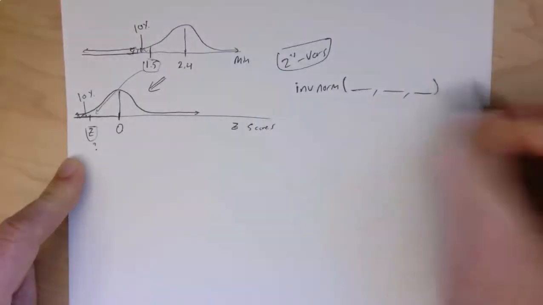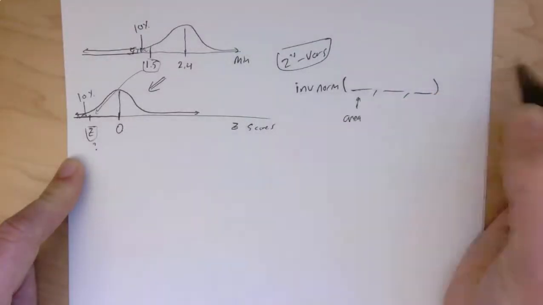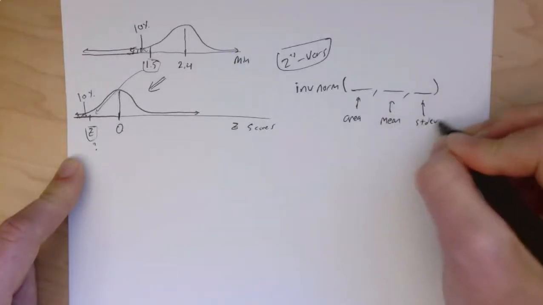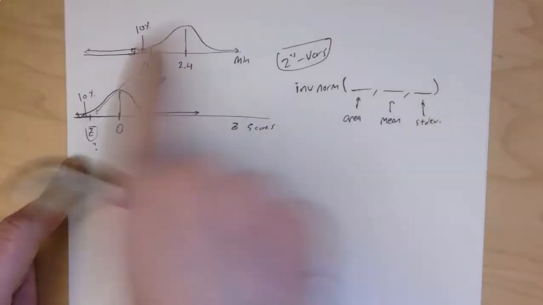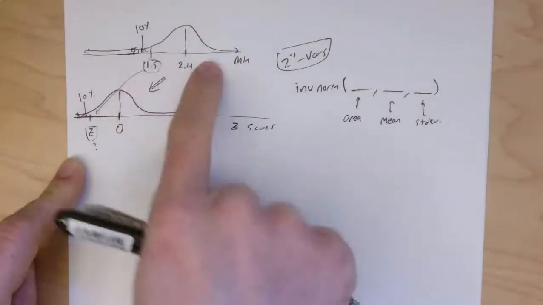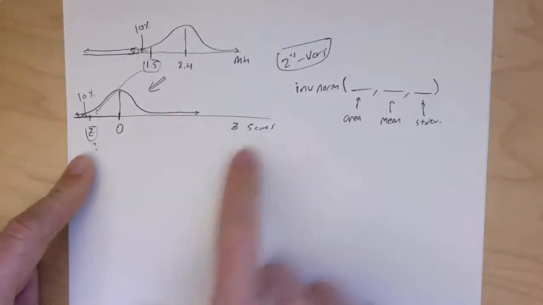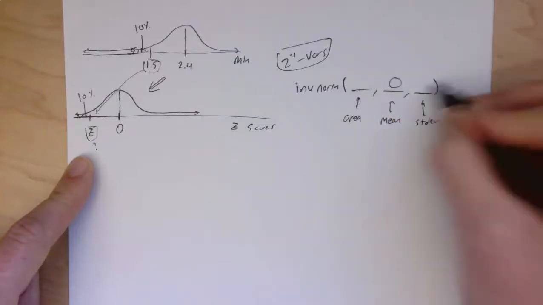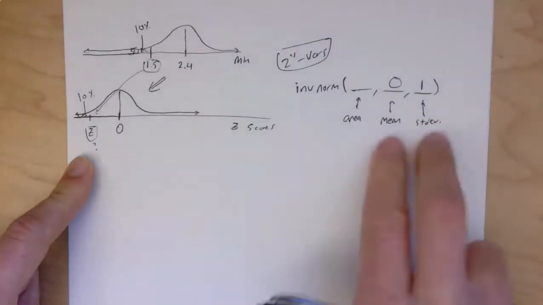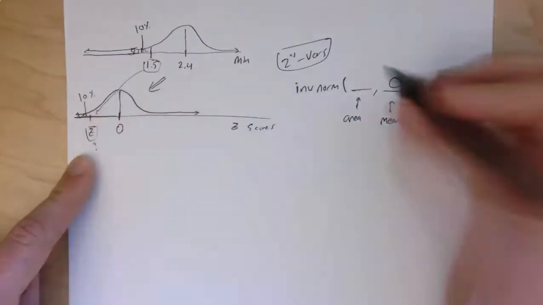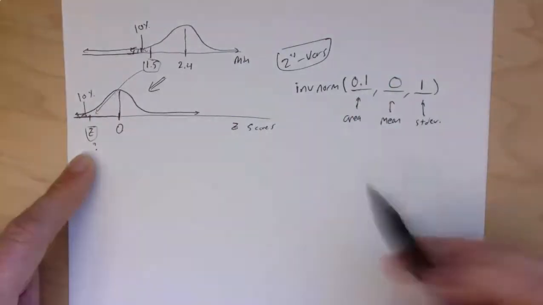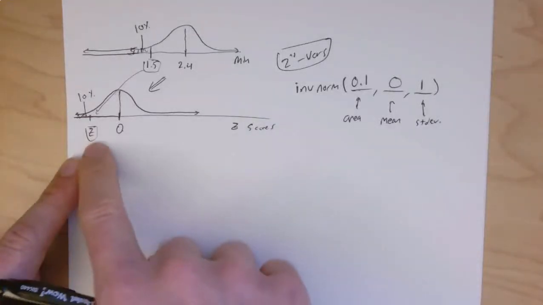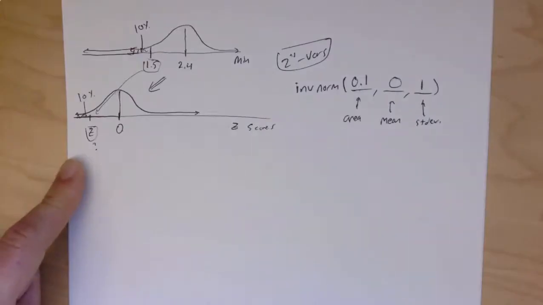Remember, the inverse norm function, what you have to give it is the area that you want to find, the mean, and the standard deviation. And we can't do that up here because we don't know the standard deviation up here. But z-scores are this standard normal curve where we know the mean is always 0 and the standard deviation is always 1. So we know what those two are. And the area that we want is 10%, so 0.1. You can type all that into your calculator and it's going to give you a z-score that is this boundary value. Super cool.